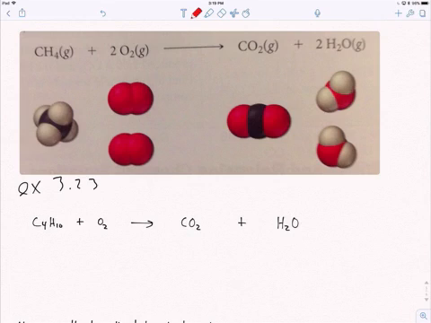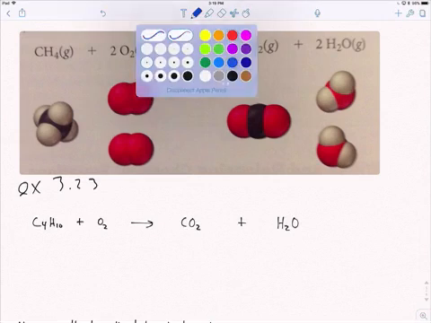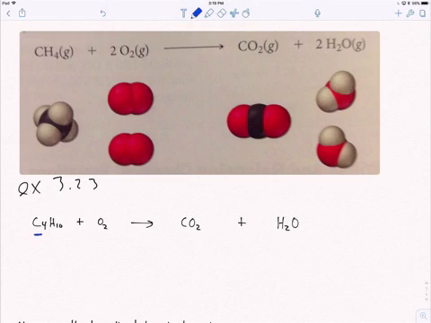C4H10, pick an atom. I'm going to pick carbon. So there are 4 carbons here, so then there's 4 carbons there. The next one is hydrogen. There's 10 hydrogens here, so we need 10 hydrogens over here. So I'll multiply by 5 here.